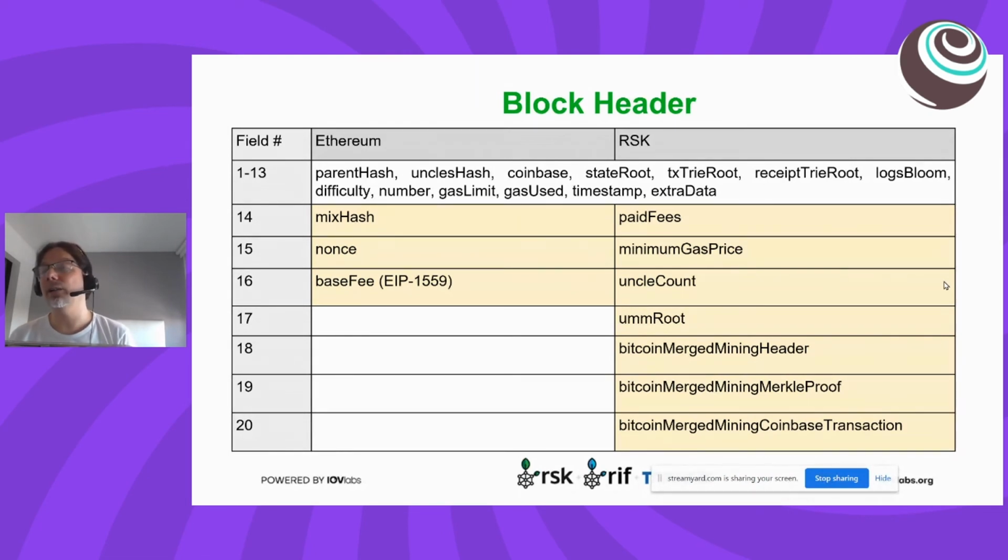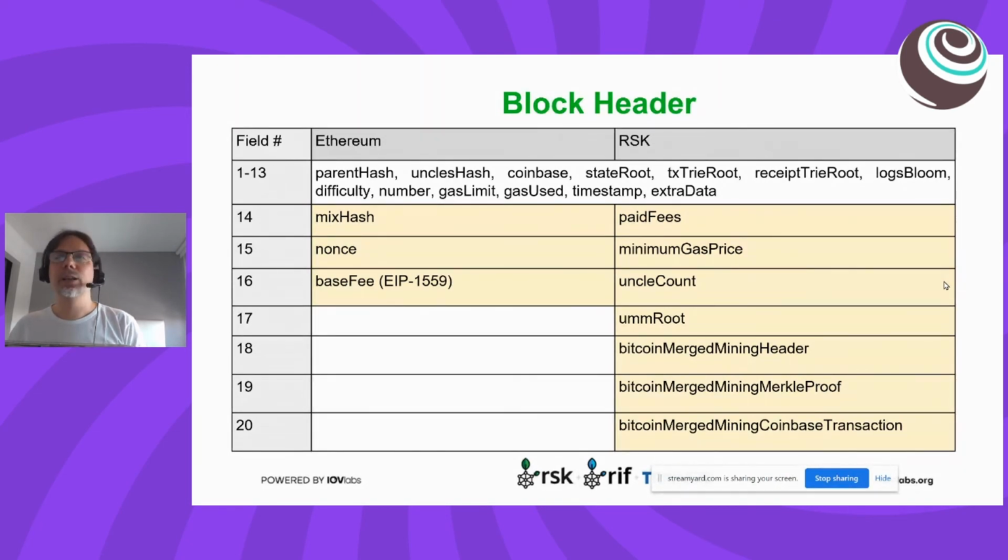Then you have the uncle count, and then you have a very interesting field which is called the UMM root. This field allows you to merge mine together with RSK other blockchains or even RSK sidechains and get proof of work for them directly from smart contracts. So by using smart contracts, you can manage to provide proof of work to other blockchains. And then you have three fields that are the merge mining proof.